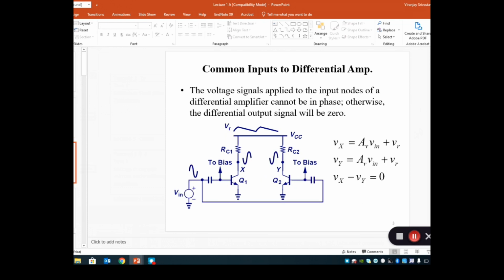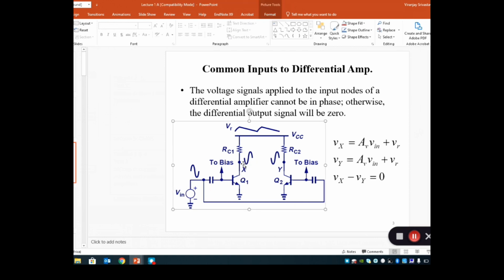In the second circuit we use the same circuit configuration, but the input is connected to both sides. The difference Vx minus Vy will be 0 because both terminals are connected to the same input. By this formula, we get 0. So it is known as common input to the differential amplifier. Why is it a differential amplifier? Because we are taking the difference of the outputs of two amplifiers. Why common input? Because we are connecting the common input to this one and this one.